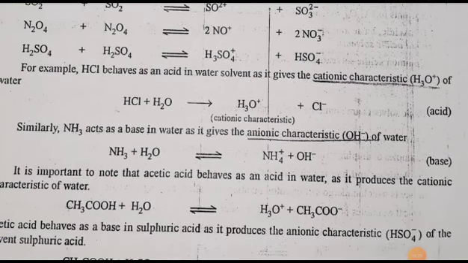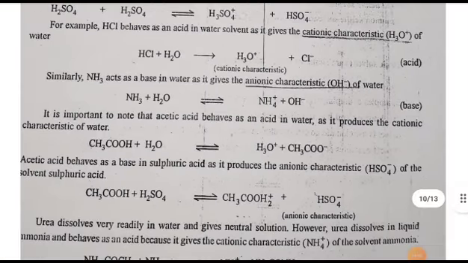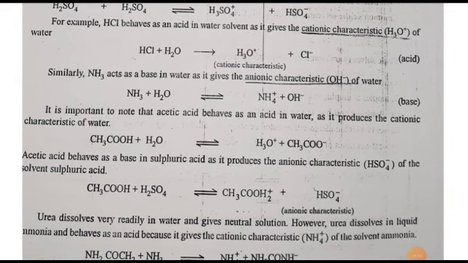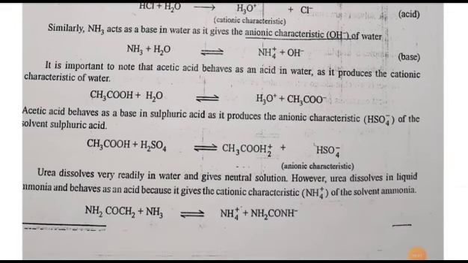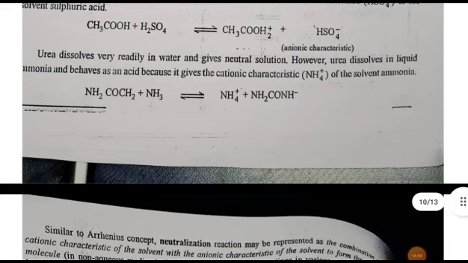For example, HCl is an acid in water solvent and it gives the cationic characteristic of water. Similarly, NH3 acts as a base in water as it gives the anionic characteristic of water. It is important to note that acetic acid behaves as an acid in water and produces the cationic characteristic of water. Acetic acid behaves as a base in sulfuric acid as it produces the anionic characteristic of the solvent sulfuric acid. Urea dissolves very readily in water and gives a neutral solution. However, urea dissolves in liquid ammonia and behaves as an acid because it gives the cationic characteristic of the solvent ammonia.